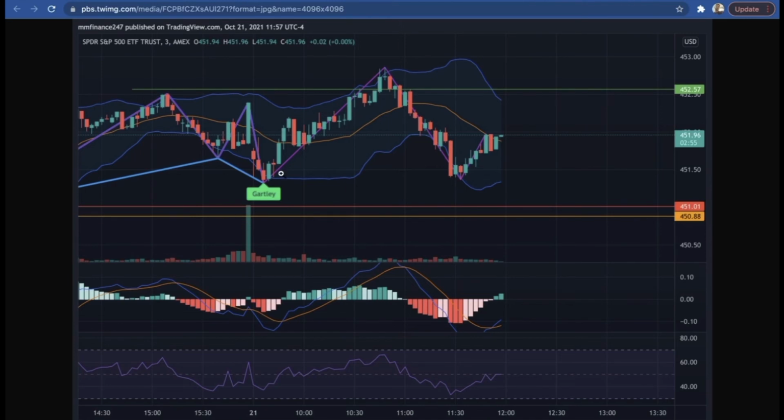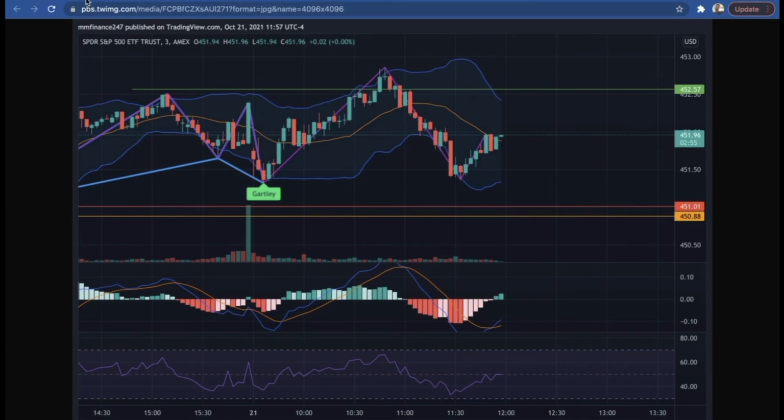You're going to have a Gartley move up. This is the perfect example: when it breaks the band, it retests the middle band, and on that retest, it keeps going. These types of moves are going to be the moves that you get like over 100% moves. So yeah, it's pretty simple.